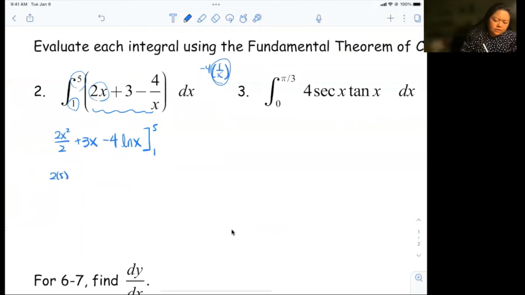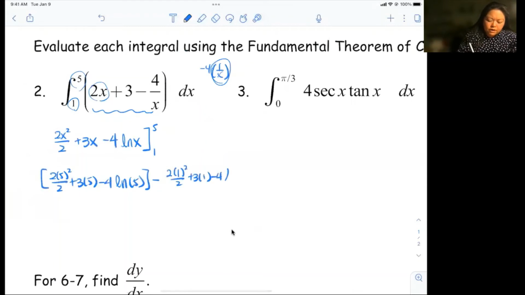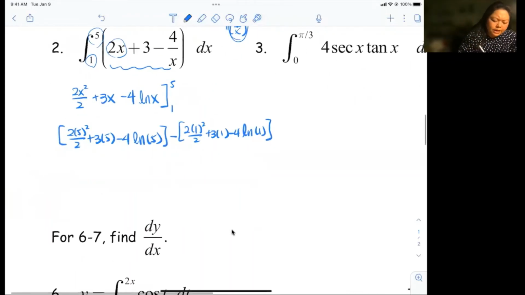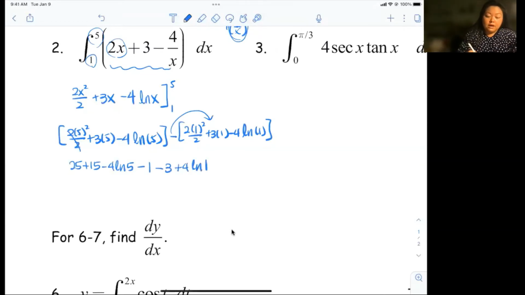So then my next step is to plug in the 5. So I get 2 times 5 squared over 2 plus 3 times 5 minus 4 natural log of 5, right? That's the first plug-in, minus, plug in the 1 now. 2 times 1 squared over 2 plus 3 times 1 minus 4 natural log of 1. Okay, the rest is algebra. You got to clean this up. So I get 25, because the 2's reduce out, plus 15 minus 4 natural log of 5, fine, minus 2 over 2, that's minus 1, minus, to distribute the negative, 3, and then plus 4 natural log of 1. Now, if you recall, natural log of 1 is 0, so that's actually gone, right?